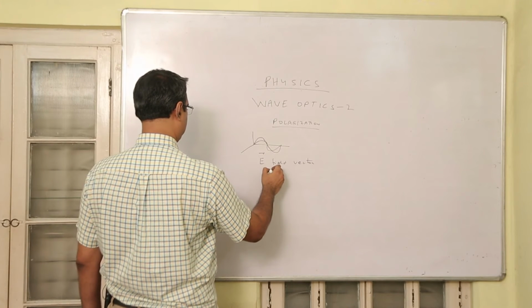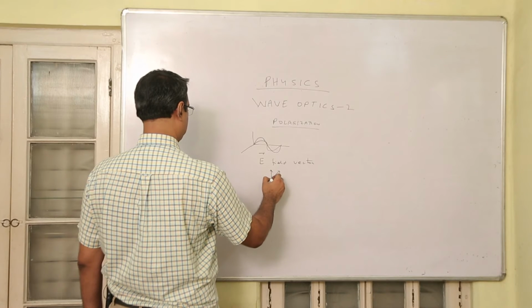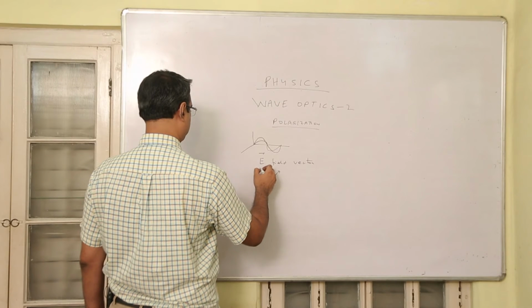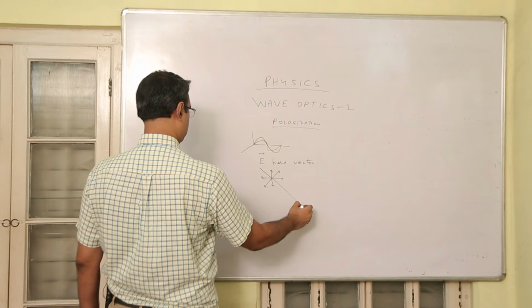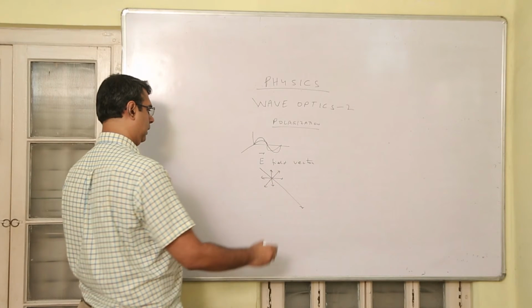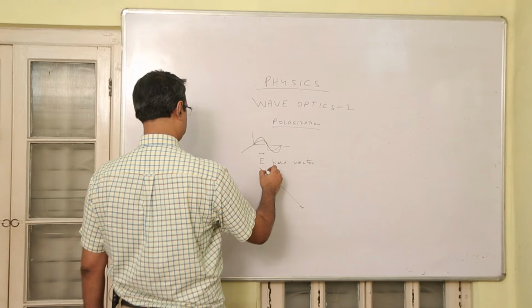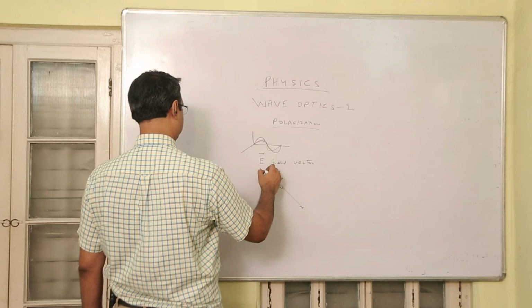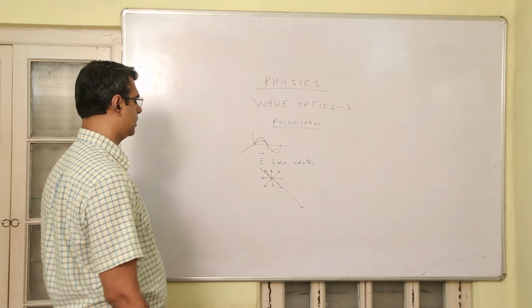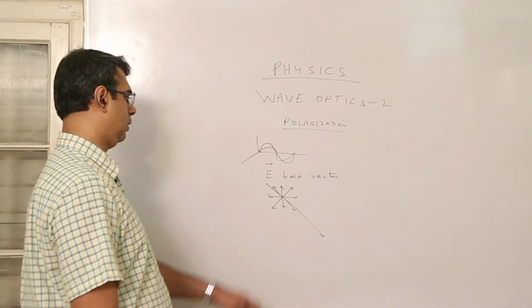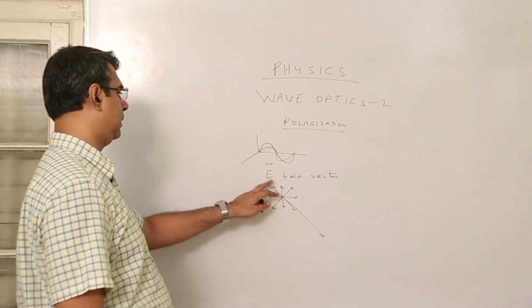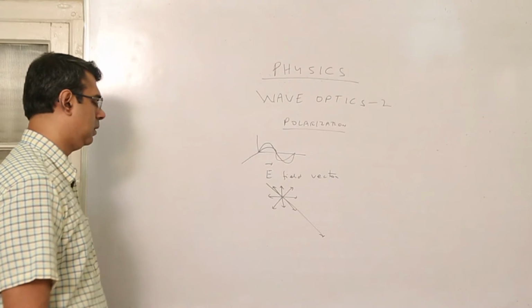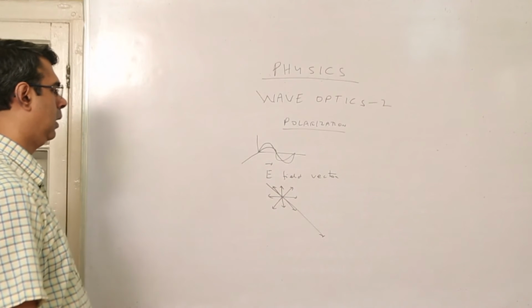It can vibrate in any direction perpendicular to the propagation. So suppose light is propagating like this, then you can have infinite directions perpendicular to the direction of propagation, and all of them can be the direction of the electric field vector associated with the light.